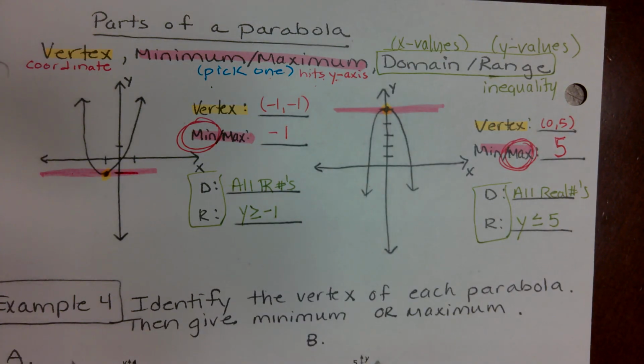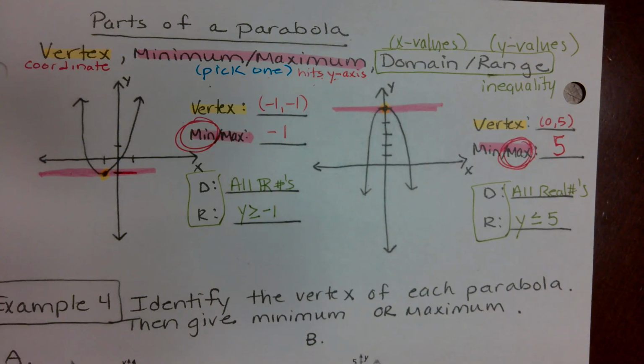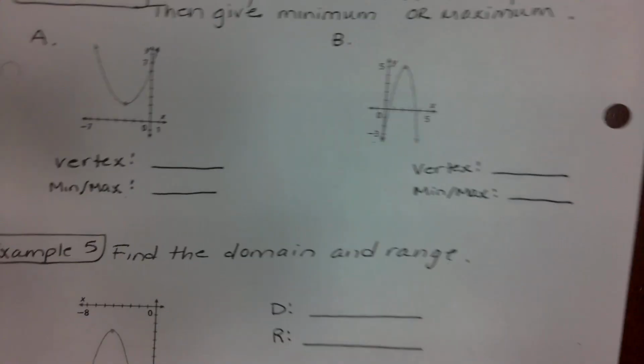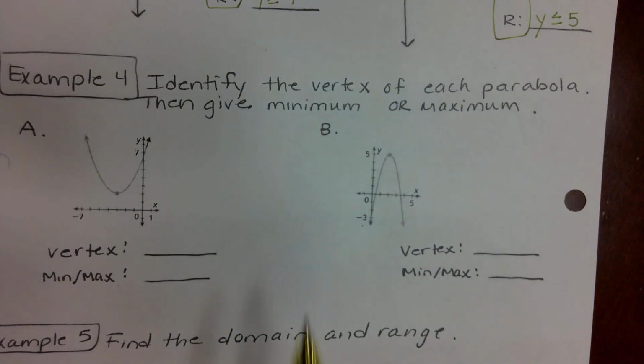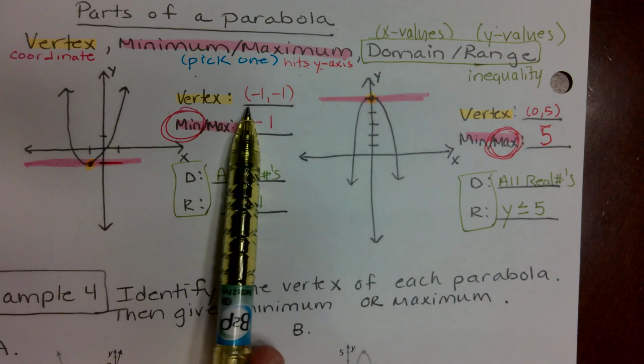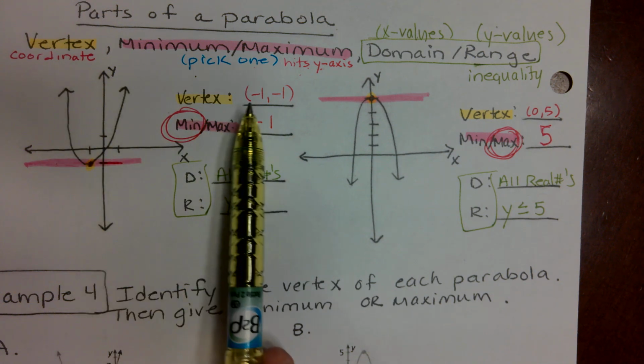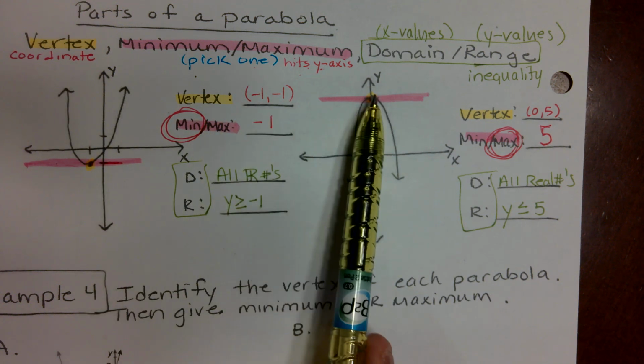So let's practice. That's a lot of information there. So let's look at these. Identify the vertex of each parabola. If you forgot what vertex is, look above and remind yourself: the vertex is a coordinate at the tippy top of your parabola. So see if you can do that.